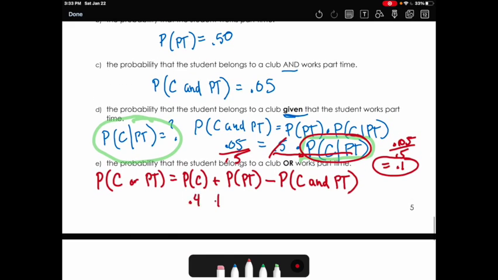I know what the probability of C is. That we figured out up here, that was 0.4. We have the probability of PT, that's 0.5. And we're going to subtract off the overlap, which is 0.05. And when we put all that together, we're going to get 0.84.